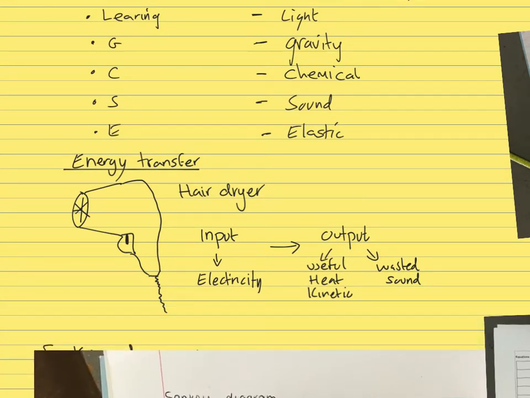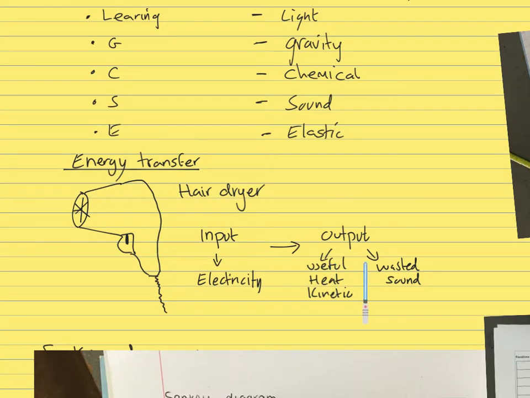So energy transfer in a hairdryer, or what you need to get it to work, is going to be plugged into the mains electricity. So electrical energy. And that's going to turn into 2, maybe 3 types of energy. The output energy, some of it's useful, some of it's wasted.